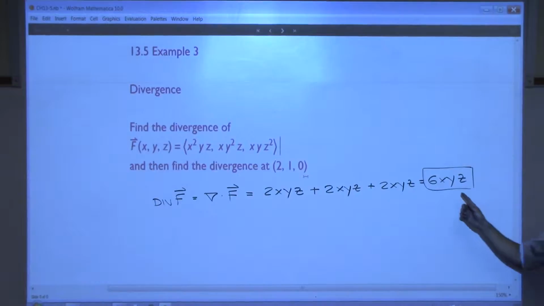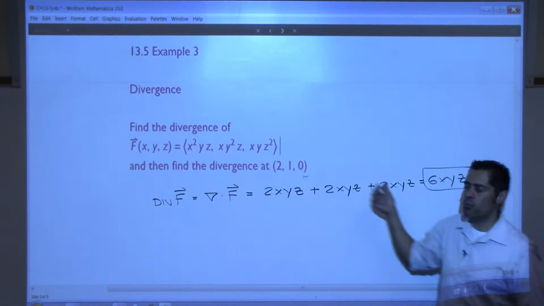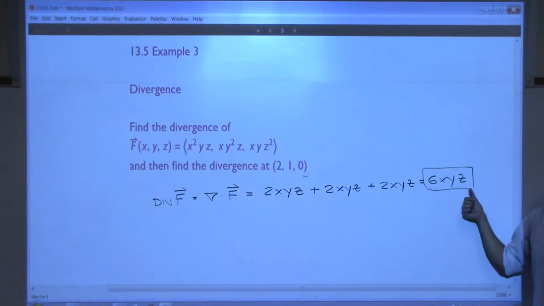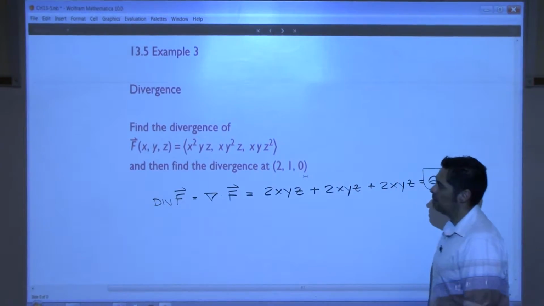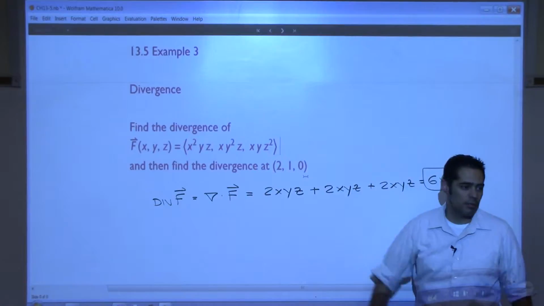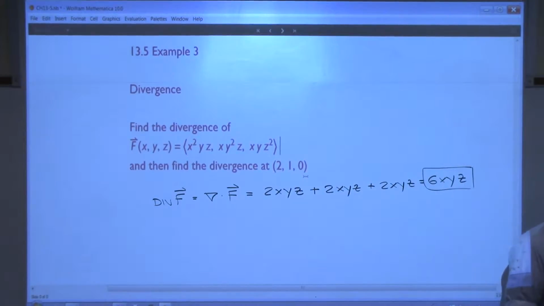So the div of this particular vector field depends on where you are, right? Your x, y, and z coordinates all contribute to whether or not you're going to have div or not. Now at the point 2, 1, 0, what's your div? 0, because the z is 0. We happy?